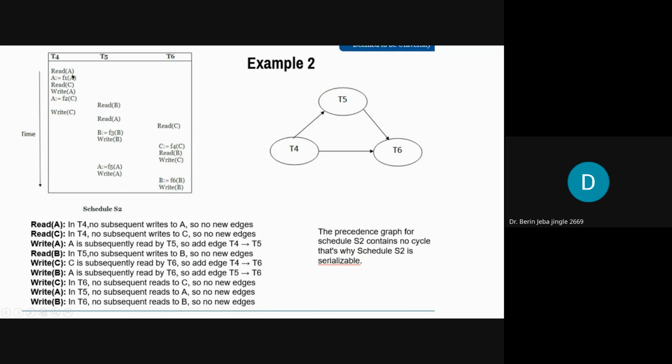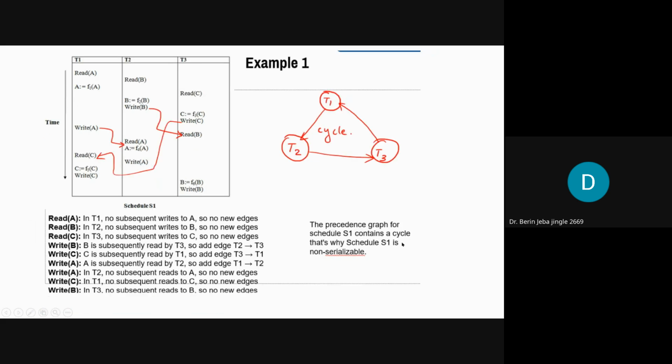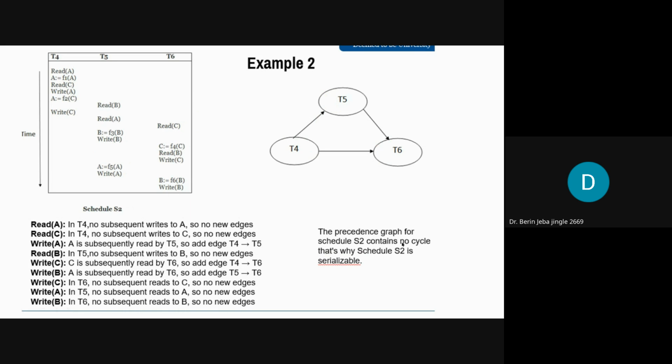Likewise, as we saw in the first example, you have to do the same thing here and find which transaction depends on which one, and check whether it forms a cycle in the precedence graph. We have to find out whether the precedence graph for schedule 2 contains a cycle or not. If there is no cycle, then it is serializable.